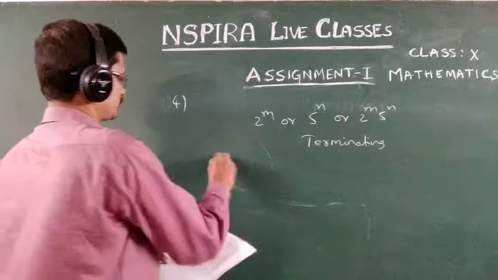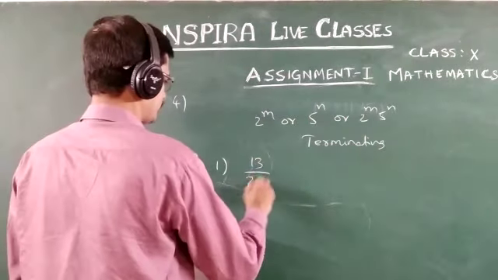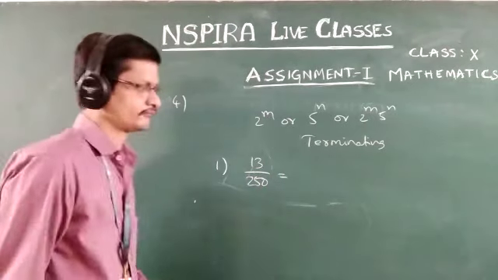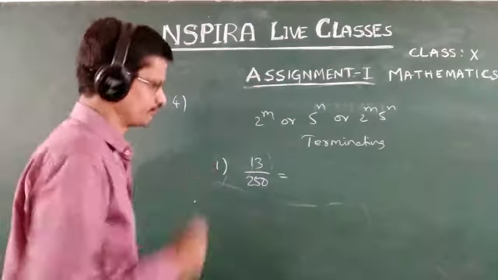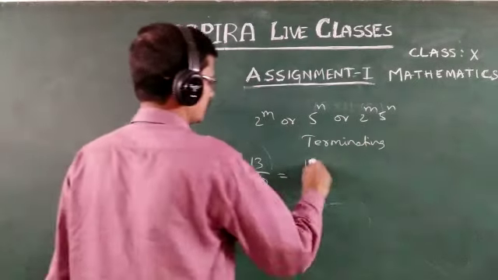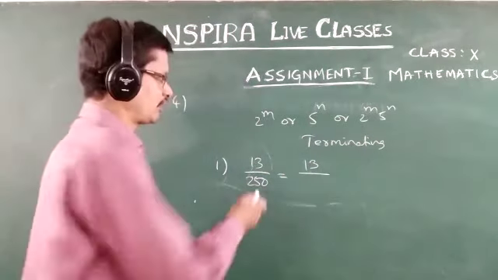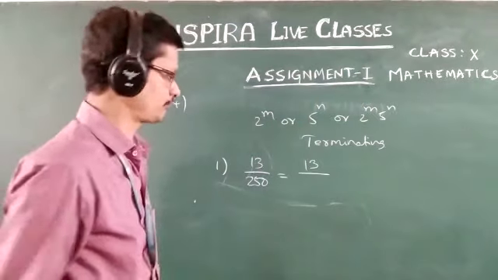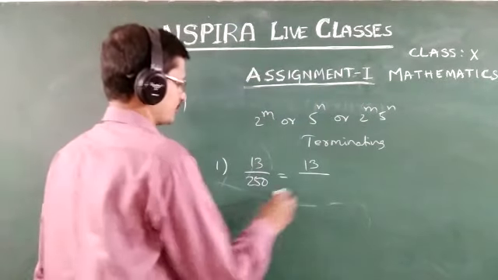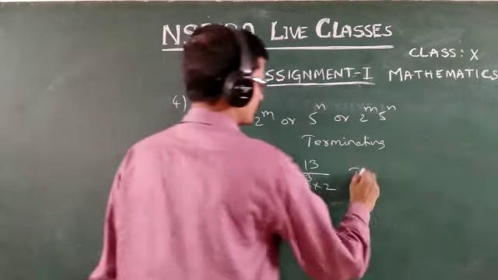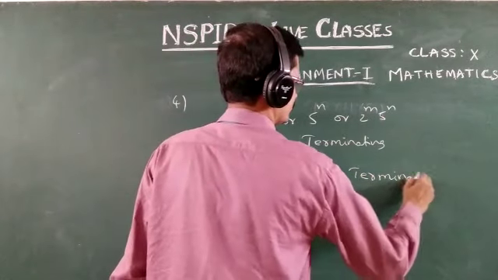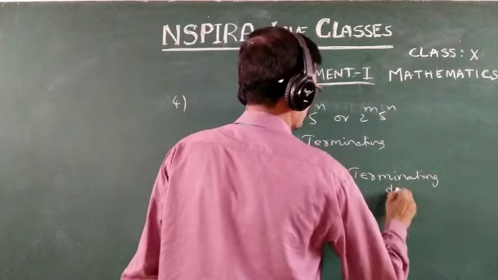Now check the first question: 13 by 250. Simplest form means the GCD of numerator and denominator is 1. It is in simplest form only. Now see how to write the denominator. Can you write the denominator as a power of 2 or a power of 5 or both? Check it. So this is 5 cube into 2 only. Therefore, it is a terminating decimal.